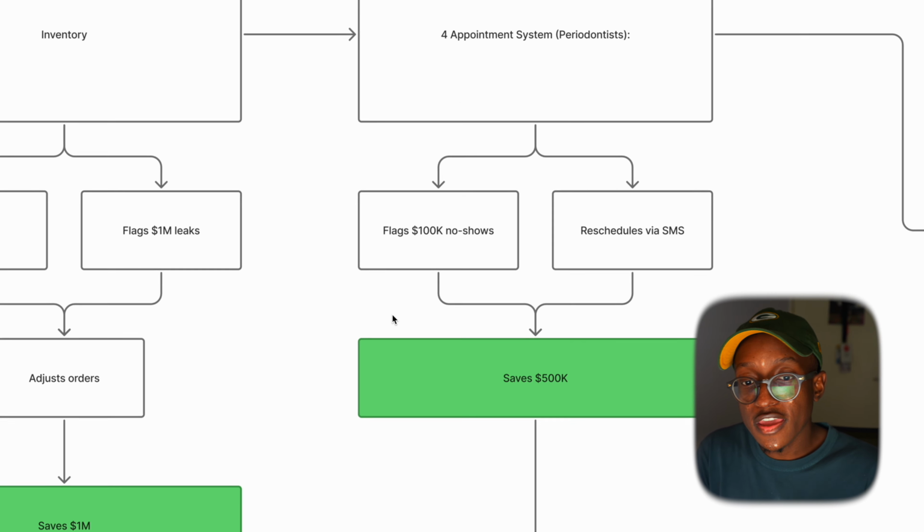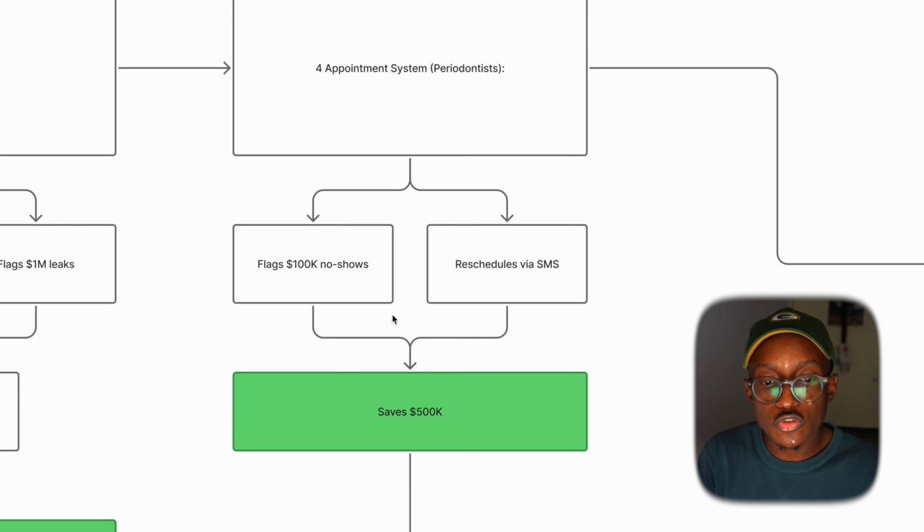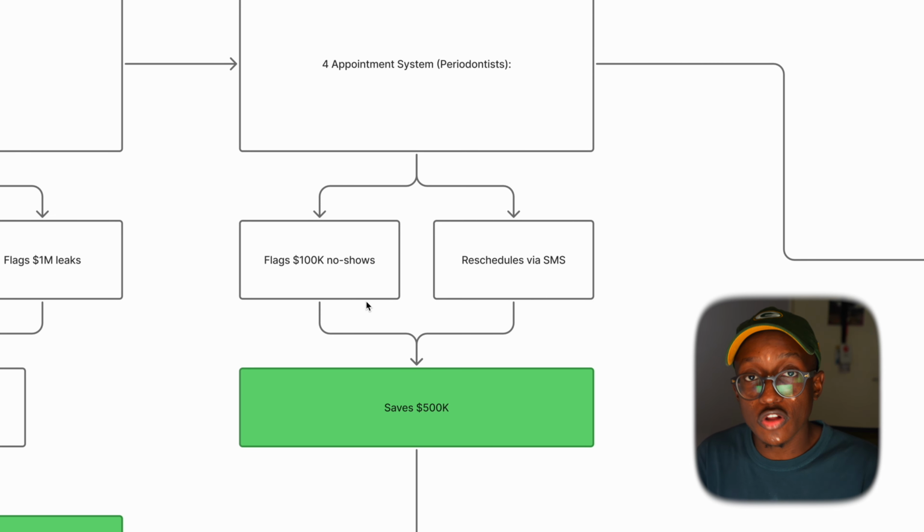And then we can see an appointment system, which basically would work for periodontists, or if you're in the medical space, which would be to flag $100,000 worth of no-shows, and then reschedules via SMS. And then this allows you to reschedule your calls, because most of the time, if people aren't reminded, hey, you've got an appointment, they might not show up, and that is a problem for your business.